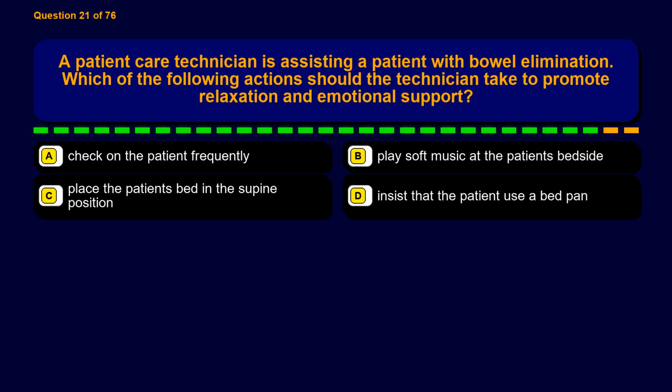Question 21. A patient care technician is assisting a patient with bowel elimination. Which of the following actions should the technician take to promote relaxation and emotional support? Option A. Check on the patient frequently. Option B. Play soft music at the patient's bedside. Option C. Place the patient's bed in the supine position. Option D. Insist that the patient use a bedpan.